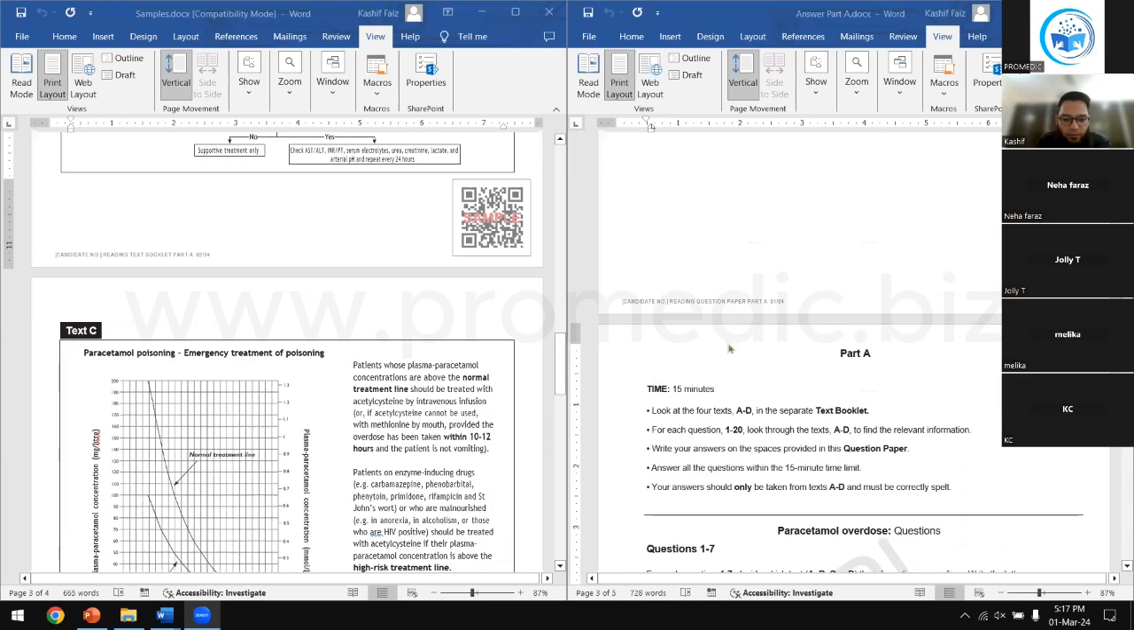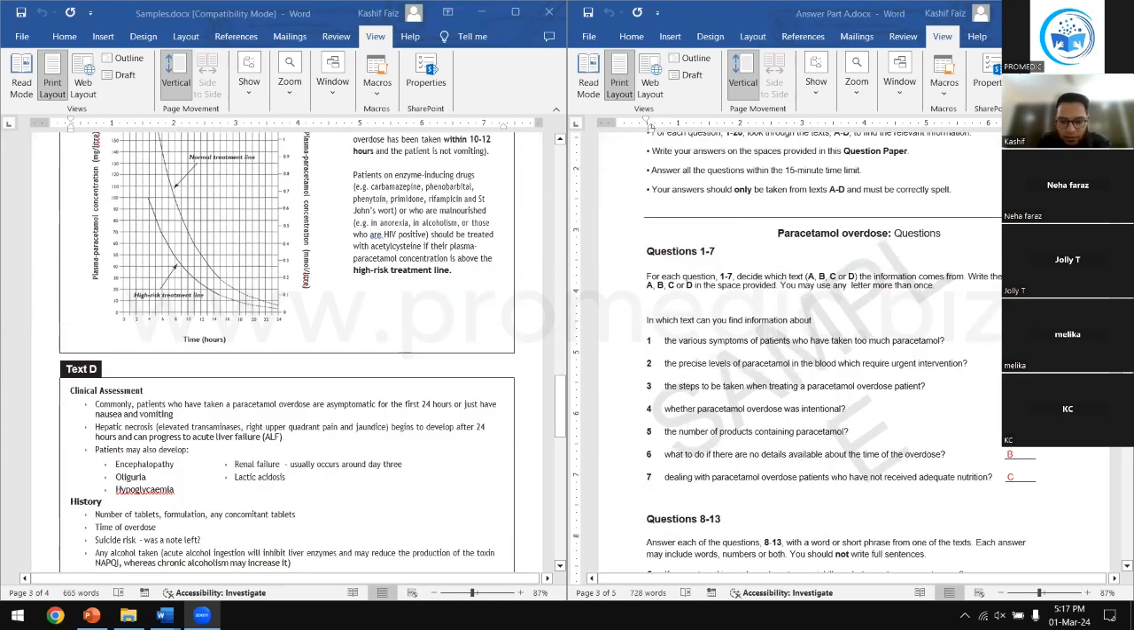See, this is very simple. You have to read through the text and then you have to answer in which text you will find that information, A, B, C, or D. Okay, it will not take much of your time. You can do it in 5 to 6 minutes. After reading this, I would say 3 minutes are enough for this one.